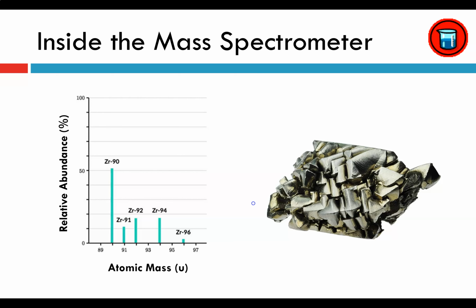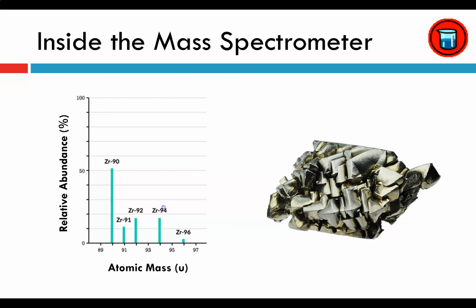That's just a percentage. Sometimes you'll hear this referred to as percent abundance or isotopic abundance. It's all one and the same thing. It's basically telling us, okay, out of all the zirconium atoms that I sampled, what percentage had a mass of 90, 91, 92, 94, and 96 U?